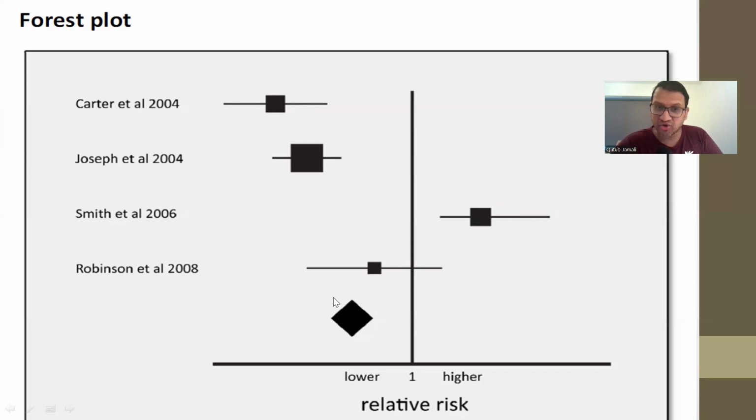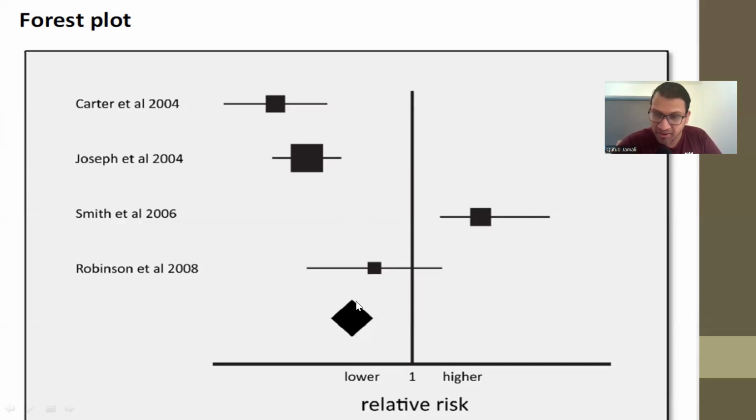Now, the other aspect to look into is this diamond shape. What this shows is wherever the diamond shape is, whether it is on the left or the right, that most of the studies fall into this side. So most of the studies done for this particular work show that the relative risk was lower, and that is where the diamond shape is.